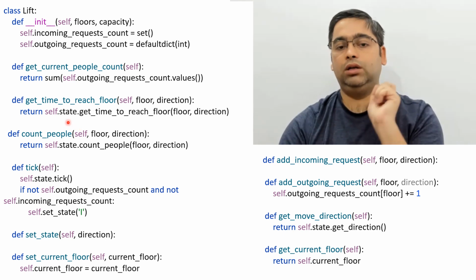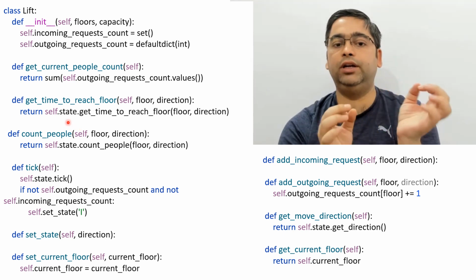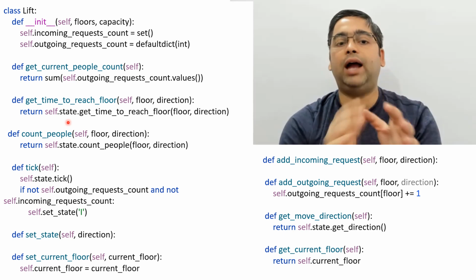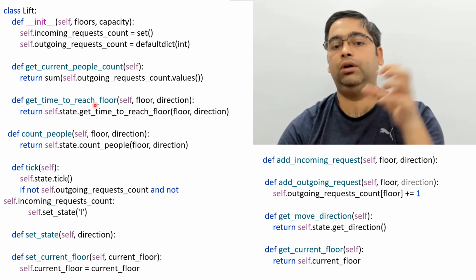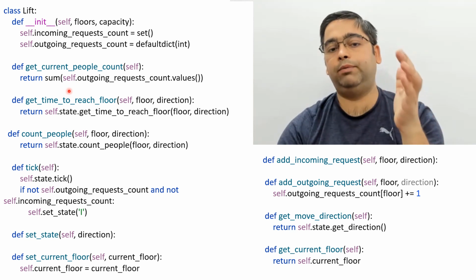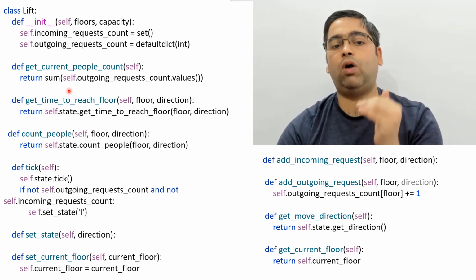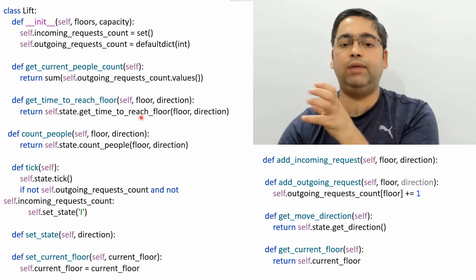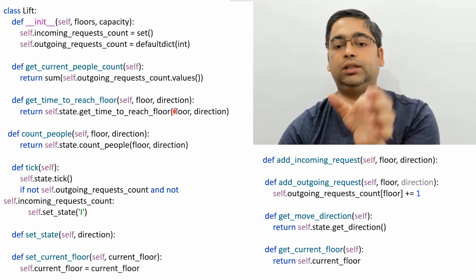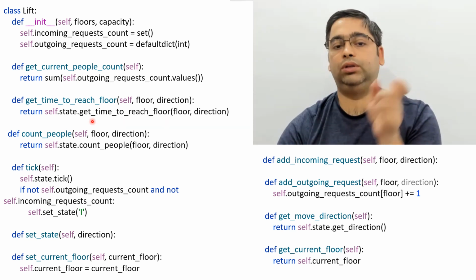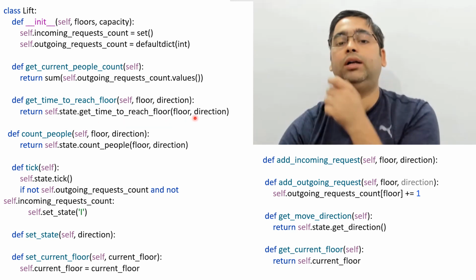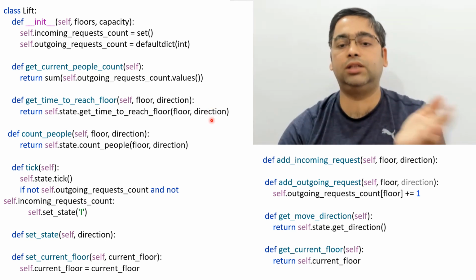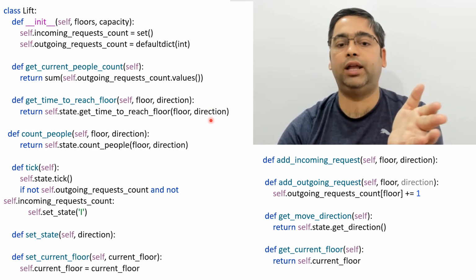So all these things, the number of people, the floor and the movement direction, form the state of the lift. Apart from that, the most important thing a lift needs to do is to be assigned to some request. For that we have the method get time to reach floor. For every request, the lift management system will call this method on each lift and find out how much time that lift will take to reach that floor in that given direction. This method returns that time, or it returns -1 if the request is invalid for it. There may be reasons, for example the lift may be moving in the opposite direction.